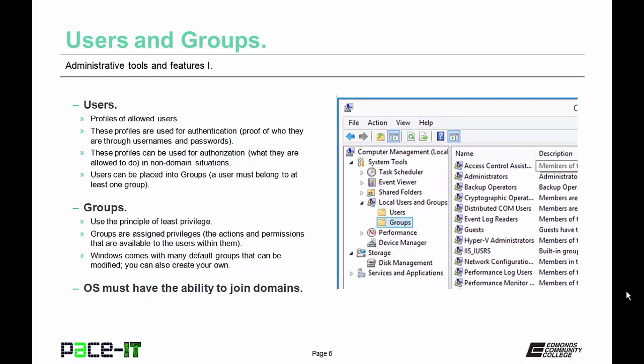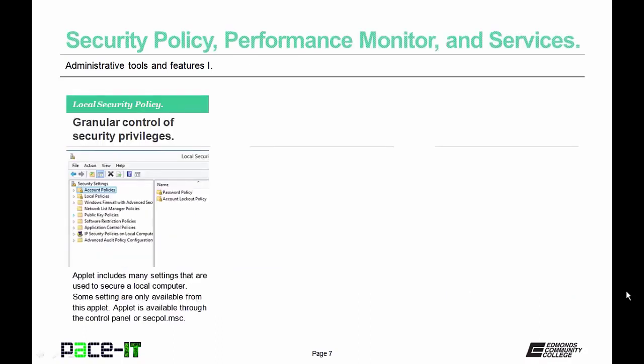Now let's talk about groups. Groups use the concept of least privilege. And what that means is that groups are only assigned privileges based on what is necessary to get the job done. No extra privileges are granted. Groups are assigned those privileges by the administrator. Now, Windows does come with many different default groups that can be modified, or you can create your own groups. Now, in order for the users and groups function to be available, the operating system must have the ability to join domains. Now let's move on to security policy, performance monitor, and services.